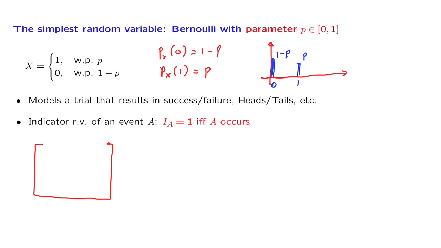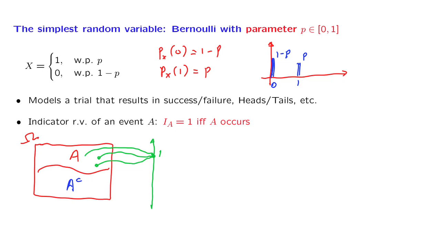We have our sample space, omega, and within that sample space we have a certain event A, and outside the event A, of course, we have the complement of A. Our random variable is defined so that it takes a value of 1 whenever the outcome of the experiment lies in A, and it takes a value of 0 whenever the outcome of the experiment lies outside the event A, so that it lies in the complement.